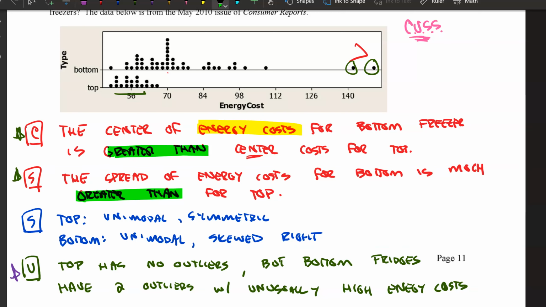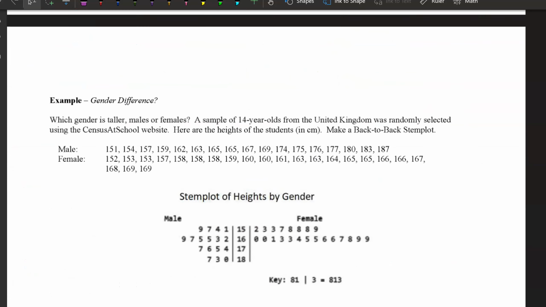Very common mistake on the test, guys. Please don't make it. Comparison words for centers and spreads, please, okay? All right, so now we're going to start talking about some more, next video we'll keep going in the notes.